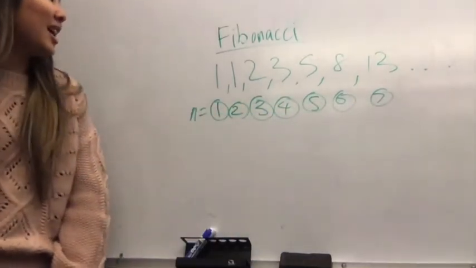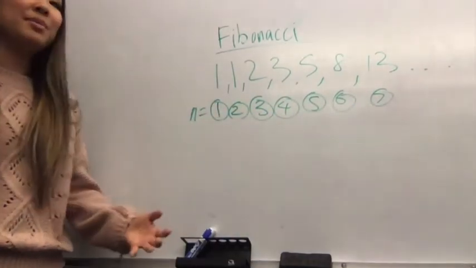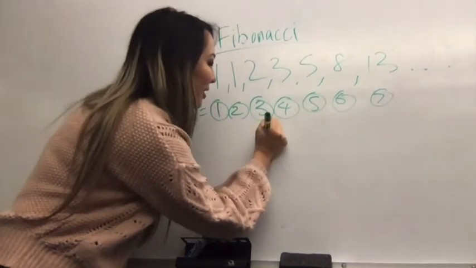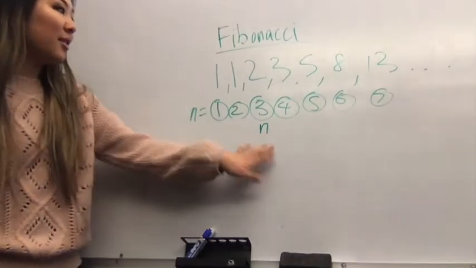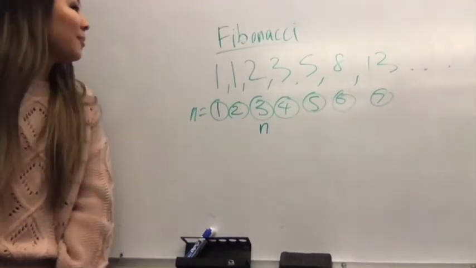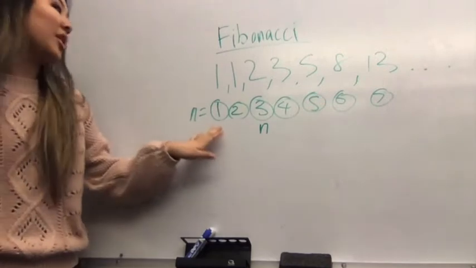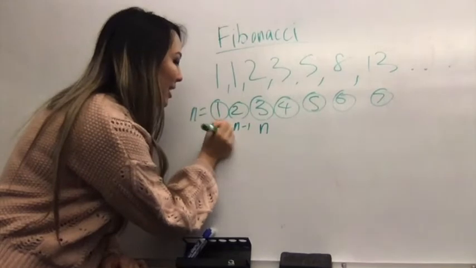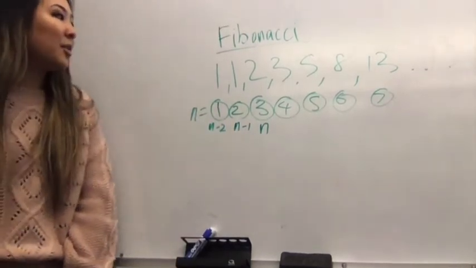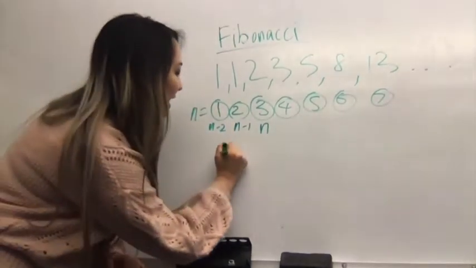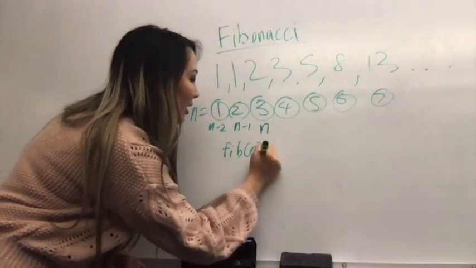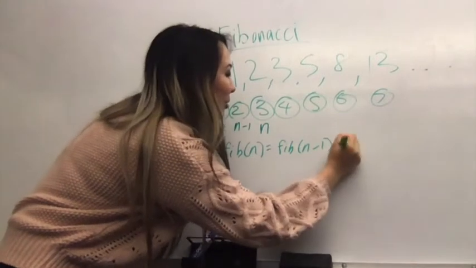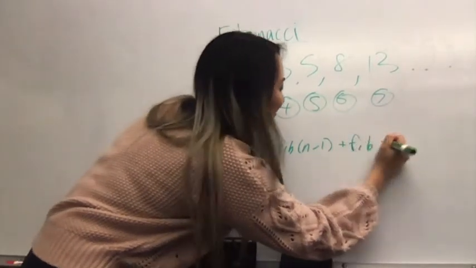To find the nth Fibonacci number, we just add up the previous two Fibonacci numbers. Let's say that n is equal to 3. In order to find the third Fibonacci number, we just add up the previous two Fibonacci numbers. We could say that this is at the position n minus 1 and the position n minus 2. If we write this out as an equation, the nth Fibonacci number is equal to the (n minus 1)th Fibonacci number plus the (n minus 2)th.